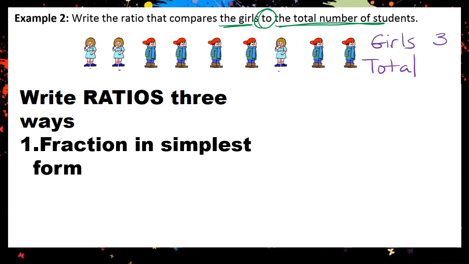And let's figure out how many total students we have here. So we have 1, 2, 3, 4, 5, 6, 7, 8, we have 9 total students.